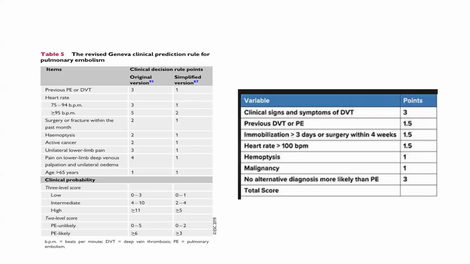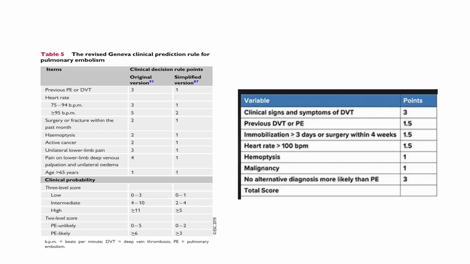Then another score which can be used for the prediction is the Wells score. The components of the Wells score are clinical signs and symptoms of DVT, for which 3 points are given. Then previous history of DVT or PE, 1.5 points. Immobilization for more than 3 days or surgery within the past 4 weeks, 1.5 points. Heart rate more than 100, 1.5 points. Then hemoptysis 1, malignancy 1, and no alternative diagnosis more likely than PE, that is 1.